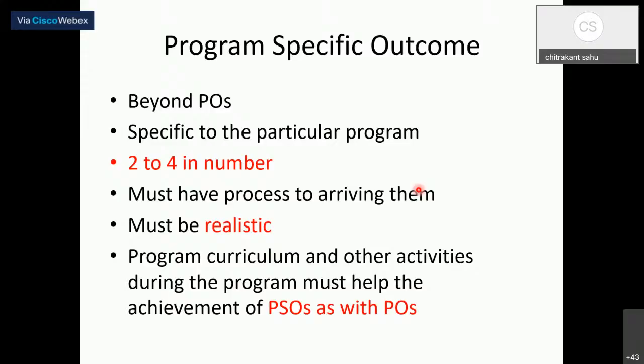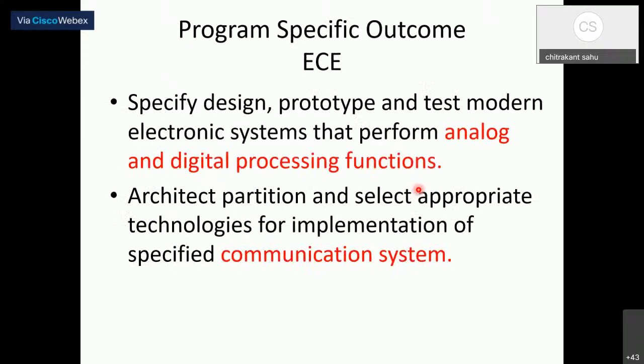The curriculum should be designed in such a way that it caters to the program outcomes and program specific outcomes. They should fulfill them. That is why it is called outcome based education. Now, as an example of a program specific outcome, how can it be written? Specify, design, prototype, and test modern electronic systems that perform analog and digital processing functions.